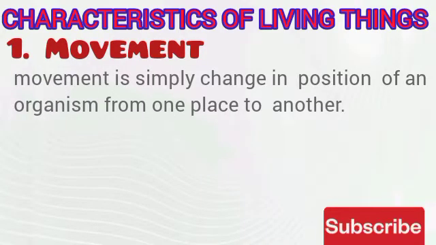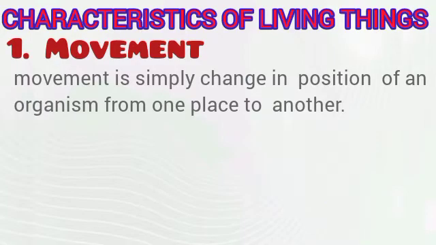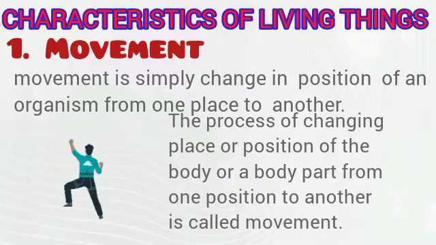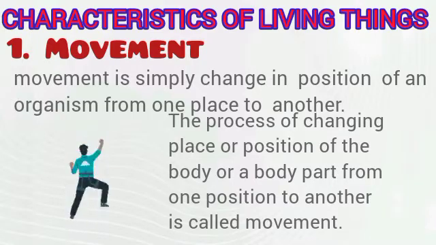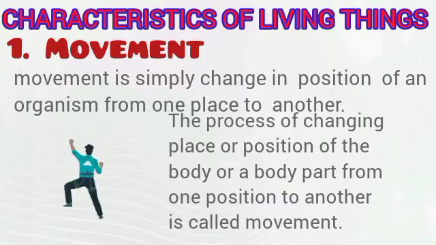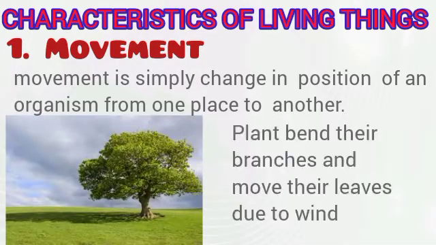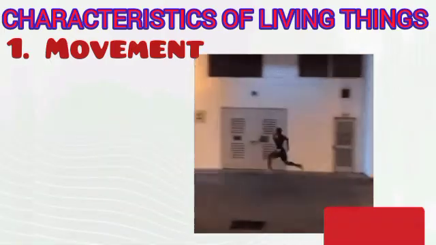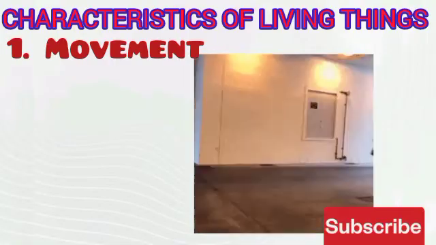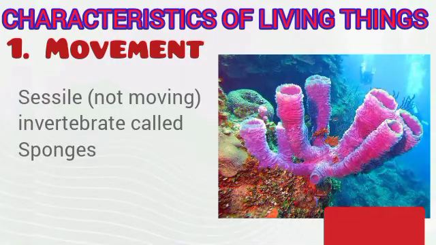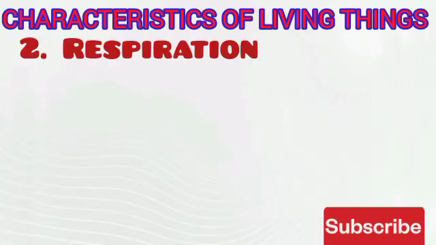Let's start with the first, movement. Movement is simply the change in position of an organism from one place to another. The process of the individual above changing the position or the body part from one place to another is actually called movement. It should be noted that plants actually exhibit limited movement, while some animals exhibit unlimited movement, though we have some sessile animals. These sessile animals, or animals that do not move in response to stimulus in some cases.